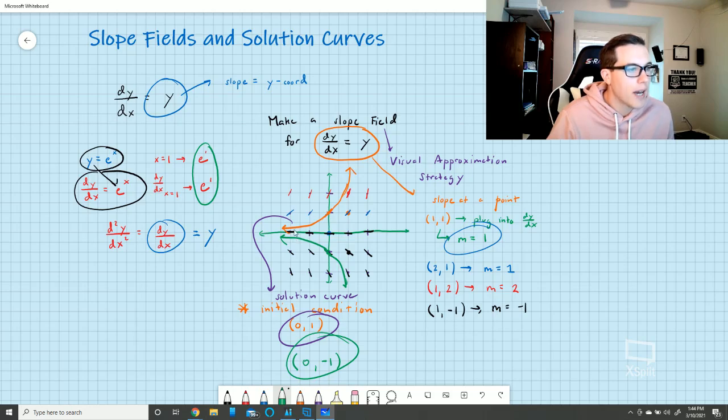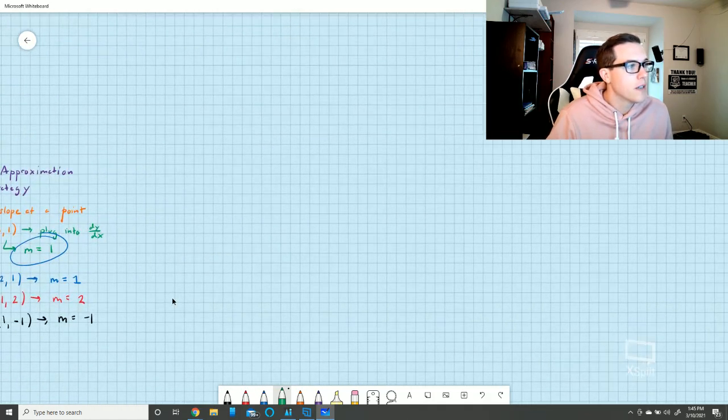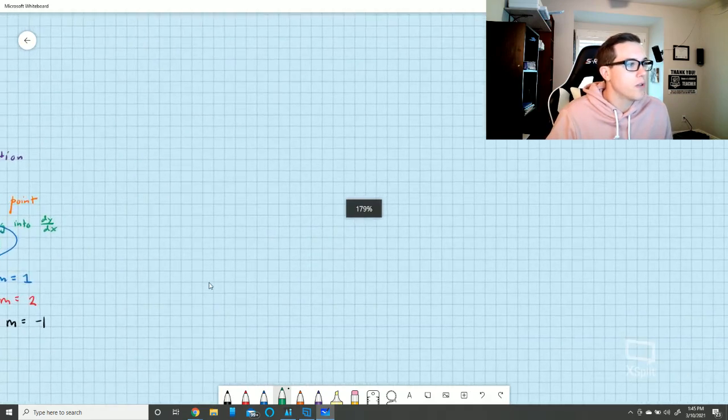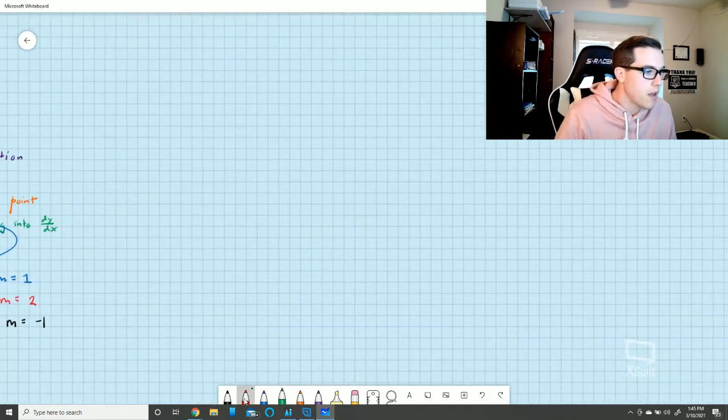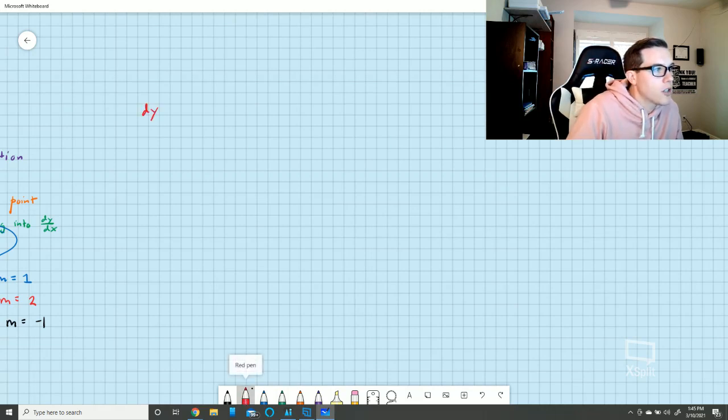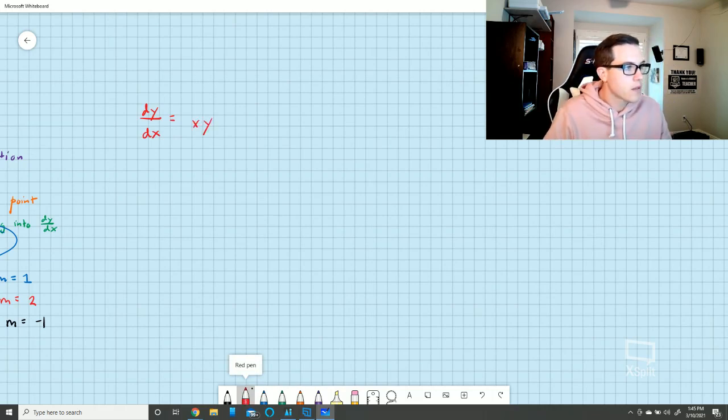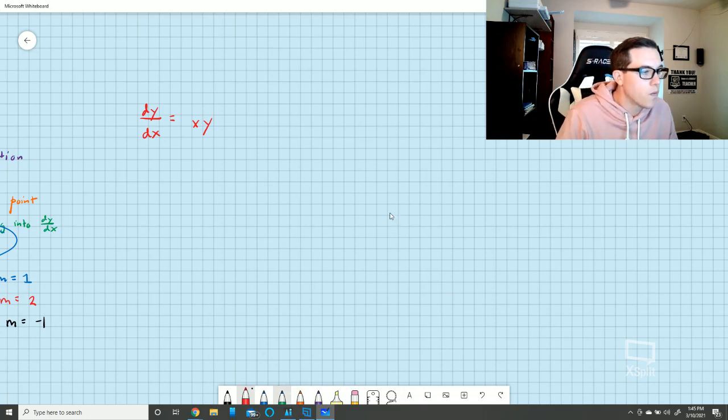It allows you to kind of see what the original function is doing based on the slope at a point along the way. So let's try some other ones of these. Slope fields are the name of the game today. So if I give you another differential equation like dy/dx equals another simple one, xy, and I want the slope field for all the same points we just did, let's start there.